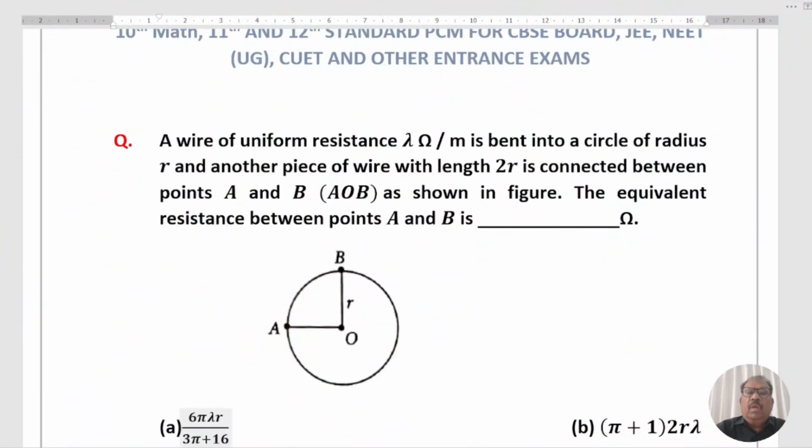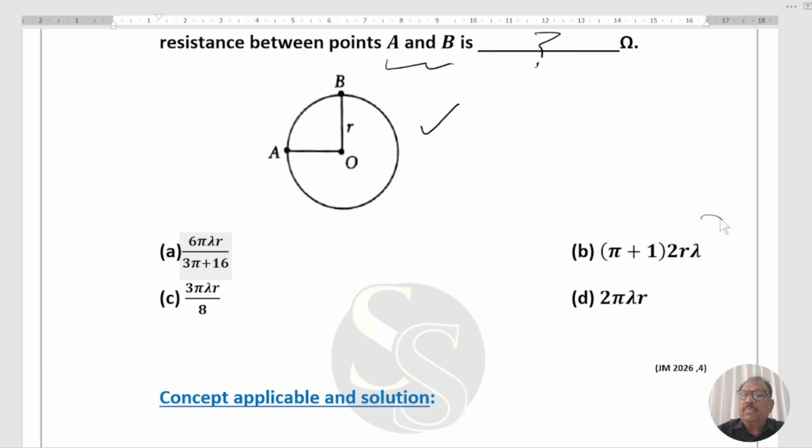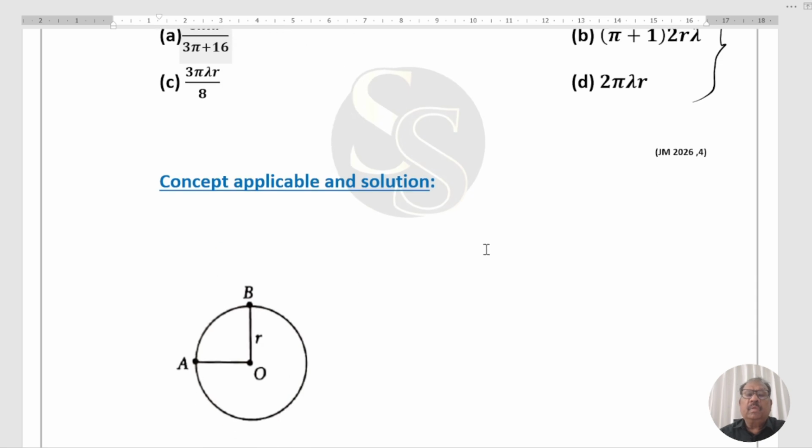Question is, a wire of uniform resistance lambda ohm per meter is bent into a circle of radius R. Another piece of wire of length 2R is connected between the points A and B, through O, as shown in the figure. The equivalent resistance between the points A and B is, you have to fill in the blanks out of 4 options. One option is the correct option. Concept applicable in solution.